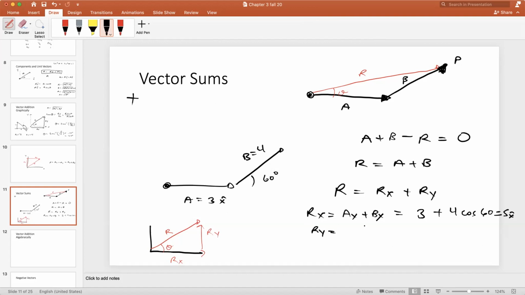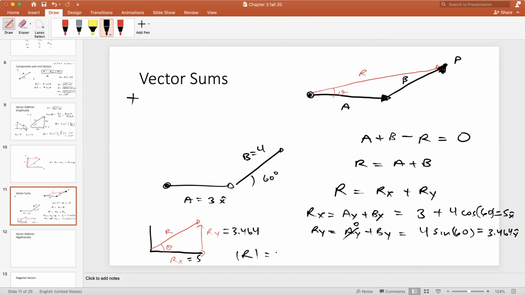What is Ry? Well, Ay is 0. There is no y component to A. Plus By, and By is 4 sine of 60. Sine of 60 is root 3 over 2, so it's 2 times root 3. But you can just do 4 sine of 60 degrees, 3.464 in the y hat. So this is 5, and this is 3.464.